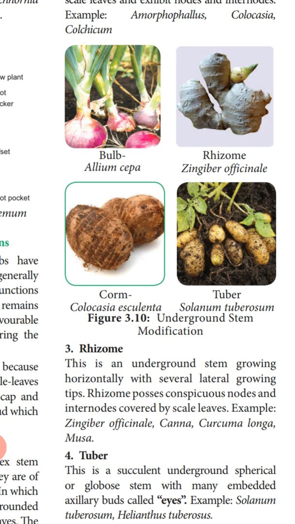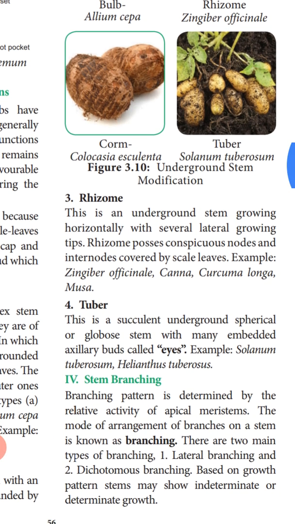Next is the tuber. A tuber is a succulent underground spherical or globose stem with many embedded axillary buds, which are called the eyes. Example, Solanum tuberosum, that is the potato, which is an example of a tuber. You can find it is spherical or globose in shape. It has axillary buds called the eyes. When potatoes with the eyes are cut and kept in the soil, they can give rise to a new plant. The example is Solanum tuberosum, the potato plant.